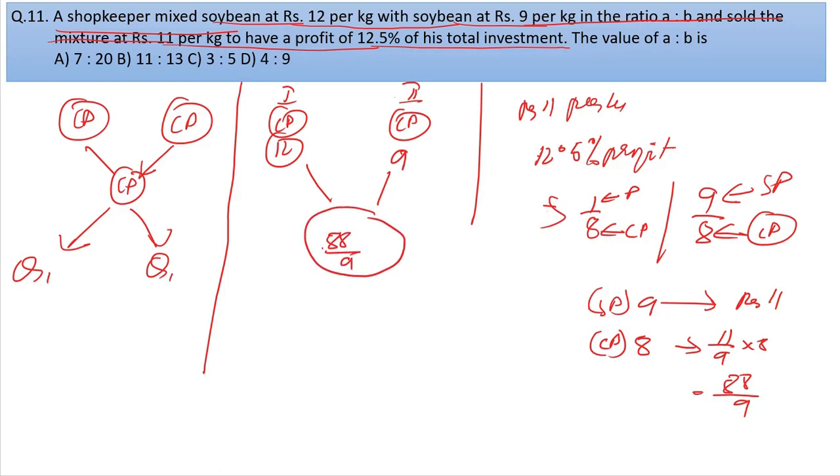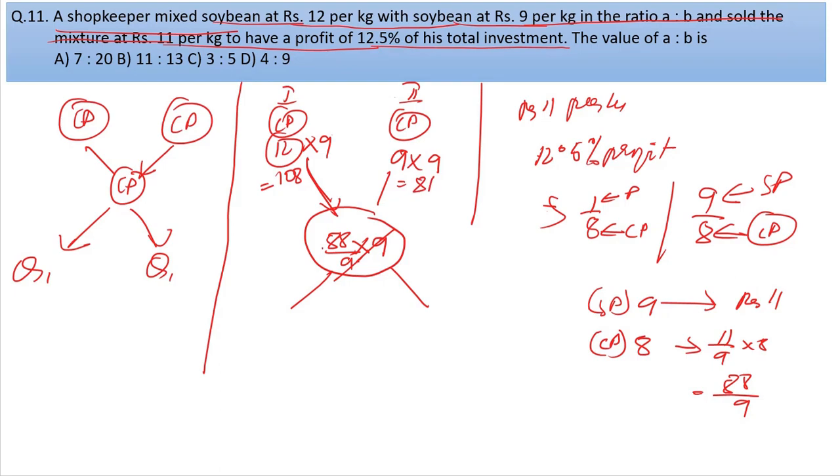We need to find the difference between 88 by 9 and 12, that is 88 by 9 minus 12. This is a fraction and I do not want to work with the fraction, so I want to eliminate it by multiplying by 9. So 9 and 9 cancel. We have 9 times 12, which is 108, and then 9 nines are 81.